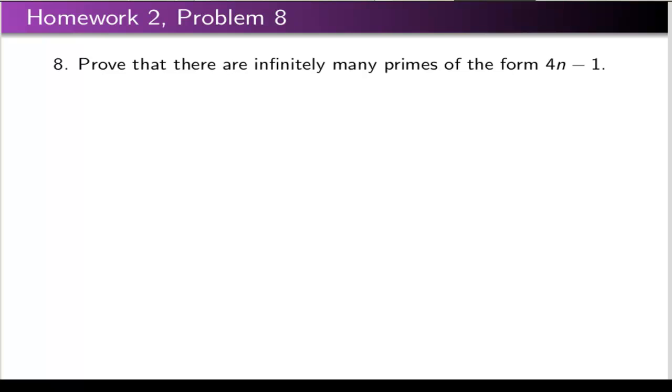Problem 8. Prove there are infinitely many primes of the form 4n minus 1. So this is going to be very similar to our classical proof that there's infinitely many primes, period. But here we're making a restriction that all of these primes are congruent to negative 1 mod 4. Okay, so proof by contradiction, as you would expect.